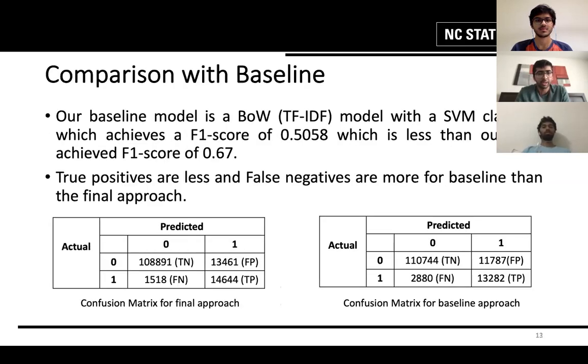While comparing with our baseline, we built our own baseline model where we did TF-IDF vectorizing of the words, and then we passed those vector embeddings through an SVM classifier. We received an F1 score of 0.50 in that, and our best model achieved an F1 score of 0.67, which was an improvement. We can see from the confusion matrices of the baseline approach and the final approach that the false negatives are more in the baseline approach than the final approach. We managed to reduce those. So we can say that there was definitely an improvement.